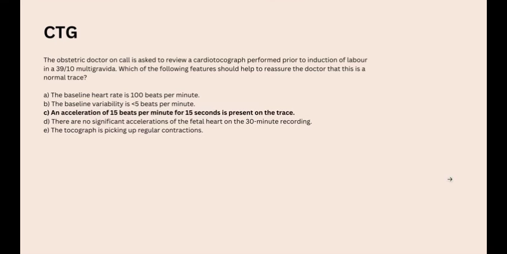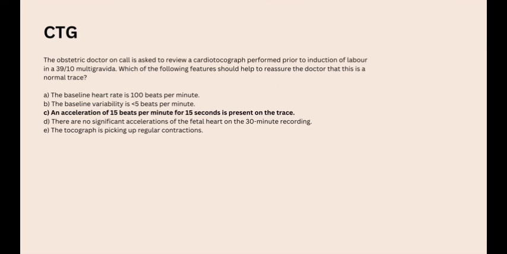The answer is C. So let's run through why the different options are correct or incorrect. The first is that the baseline heart rate is 100 beats per minute. This is incorrect because a normal fetal heart rate at term is about 110 to 150 beats per minute. So that is a little bit low. Obviously, this question would depend on the duration or the gestation of the pregnancy.